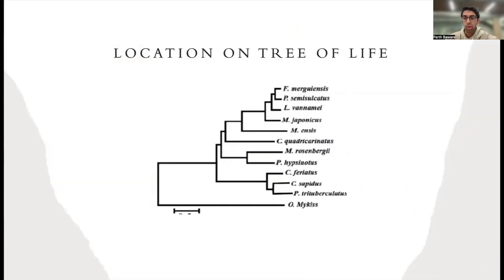So, as far as the crab's location on the tree of life, their closest relative and their sister clade is Callinectes trituberculatus, and this is the Asian blue crab, or the version of the blue crab found in the East.